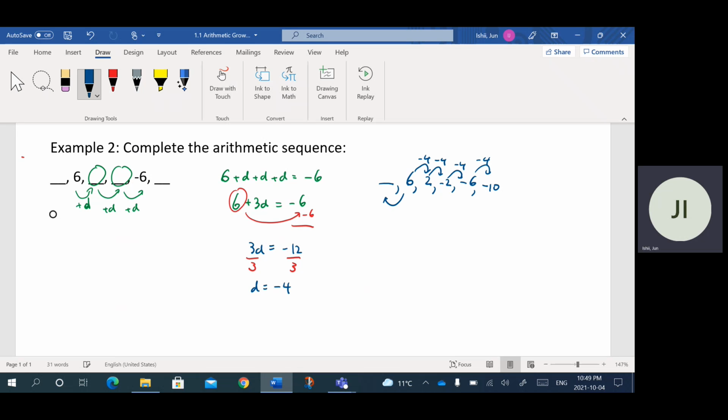Now, if I want to go in the other direction, obviously I'm not going to subtract 4. I'm going to do the opposite, add 4. 6 plus 4 is 10, which confirms it, because if I went in this direction, 10 to 6, I'm going to have to subtract 4. So to solve this kind of puzzle, basically you need to solve for the common difference and then just apply it to get the blank numbers.